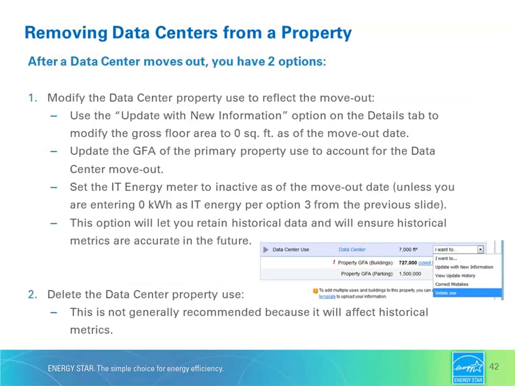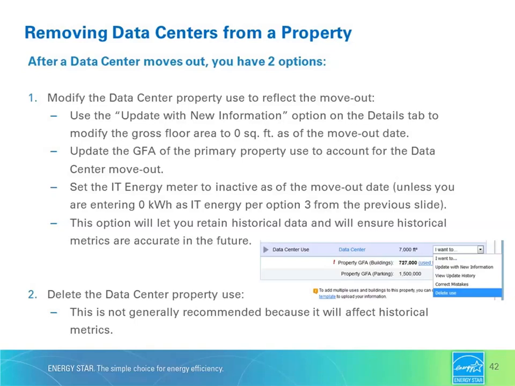Whichever of the move out options you choose, you have two options for actually removing the data center from your property in Portfolio Manager. The first option is the recommended option, which is just to modify the data center property use to reflect the move out, but don't actually delete it. Instead, what you would do is use the Update with New Information option in the drop-down menu on your Details tab to change your gross floor area to 0 as of the move-out date. You would then update your primary property use back up to its original value to keep the total property gross floor area consistent. And then you'd set your IT energy meter to inactive as of the move-out date.